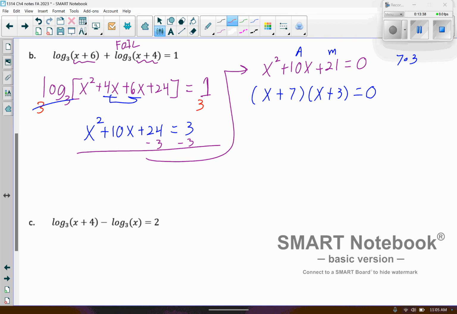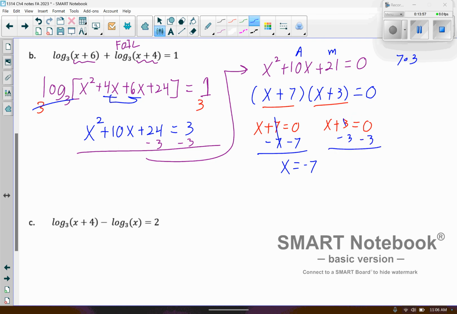And then just like the previous one, we'll take each factor and set them equal to 0. And solve. So one of my possible, I use the word possible, solutions is negative 7. And another possible solution is negative 3. But now it's time to check and see if either one of these is going to cause any problems. And the negative 7 is going to cause a problem.